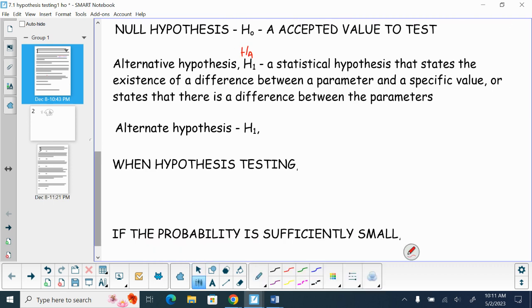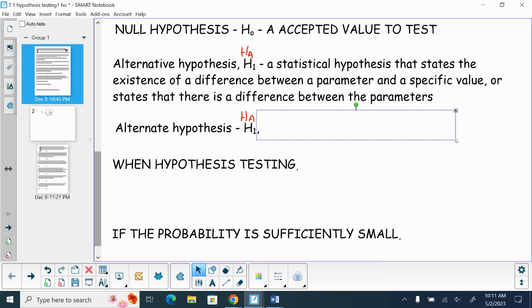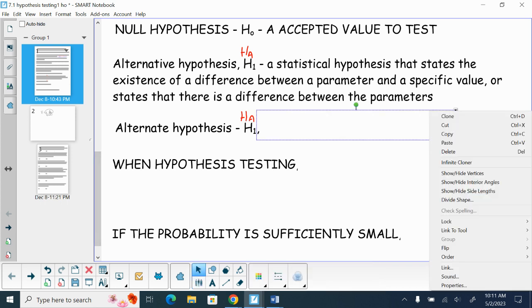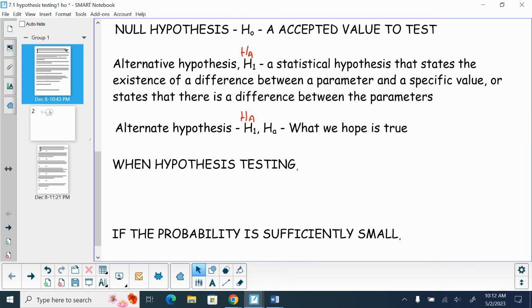The alternate hypothesis, once again, can be H1 or HA. Most of the time, what we can state with respect to what an alternate hypothesis is, to put it simply in our mind, is what we hope is true. It's what we hope is true. Okay? There's an accepted value there. We don't quite believe this accepted value. So this is what I hope is true over here. And that's your alternate hypothesis.